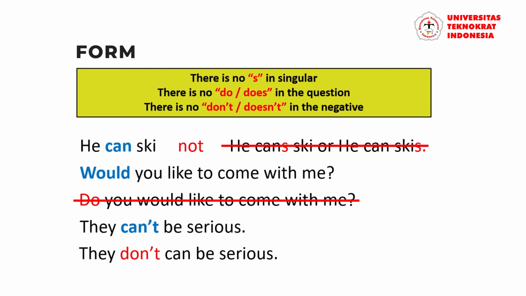Okay. For the negative as well, we can just put subject plus modal plus not, but we do not need to put another auxiliary. Therefore, we have the sentence with modal. If the positive is they can be serious, the negative form is they cannot or they can't be serious. It's not they don't can be serious. That is wrong.